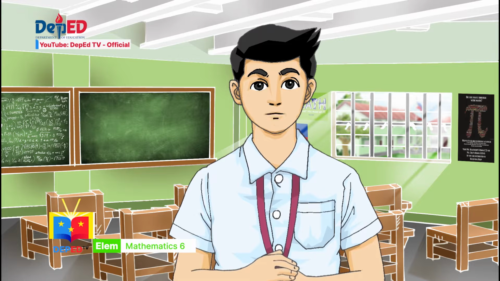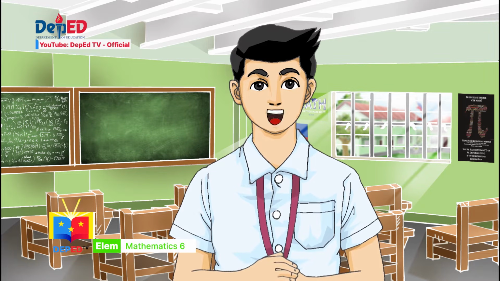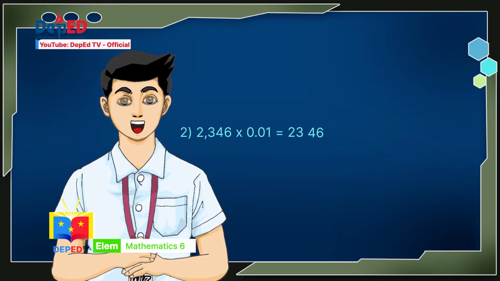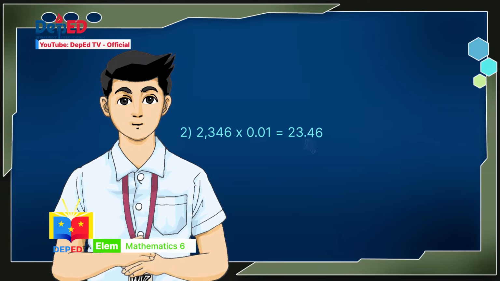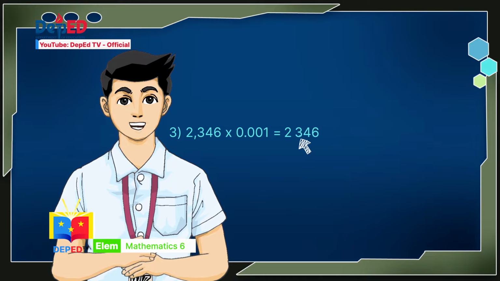I just moved the decimal point of the first factor depending on the second factor. For number 1, I just moved the decimal point one place to the left because the number is multiplied by 1/10. For number 2, I moved the decimal point 2 places to the left because it is multiplied by 100th. For number 3, I moved the decimal point 3 places to the left because it is multiplied by 1,000th.